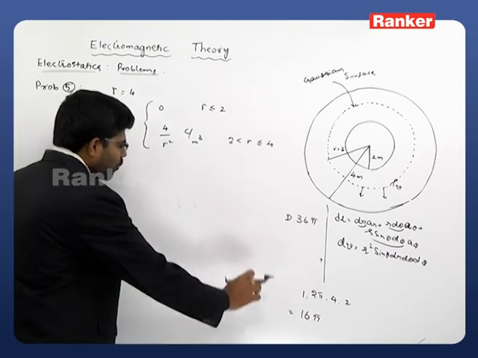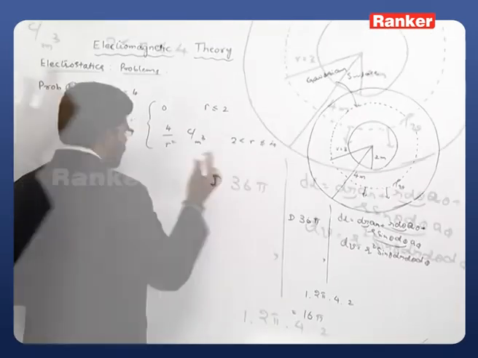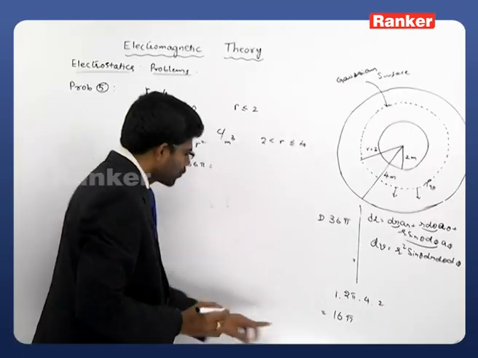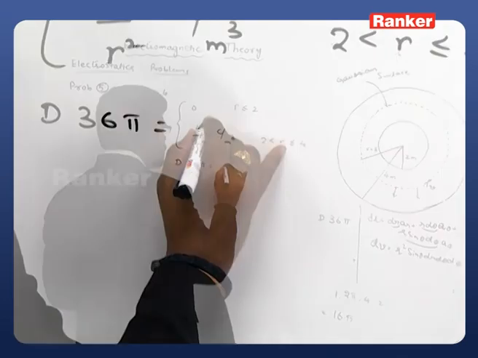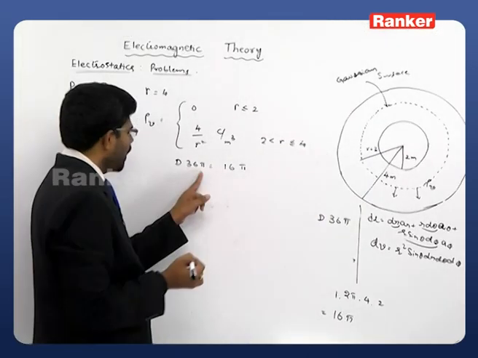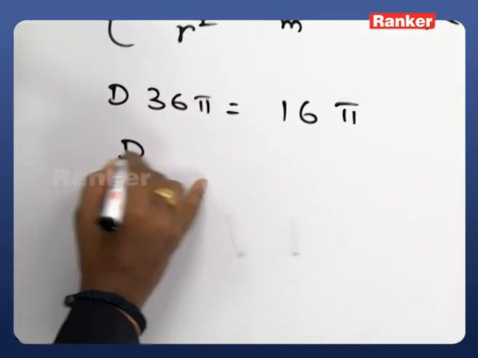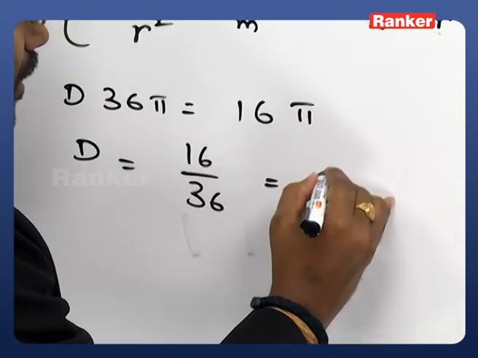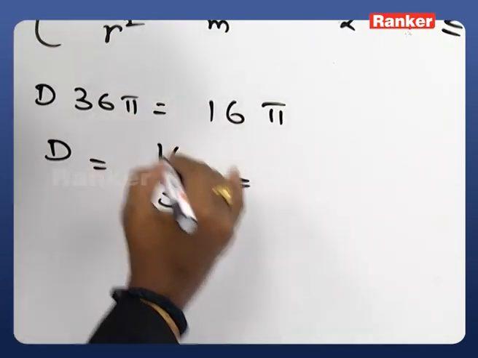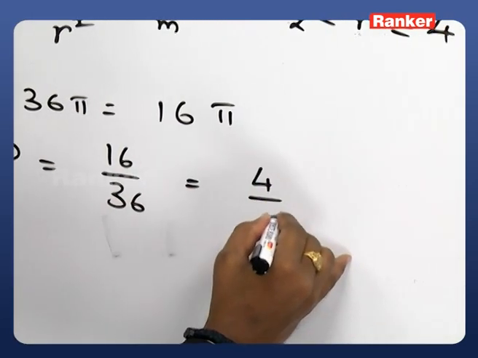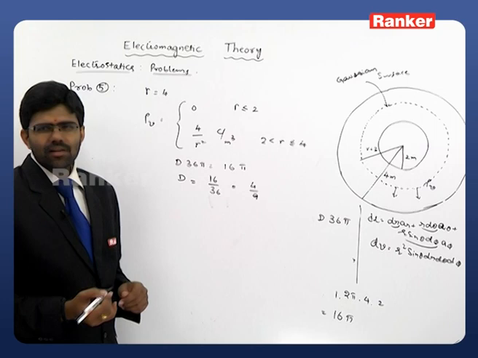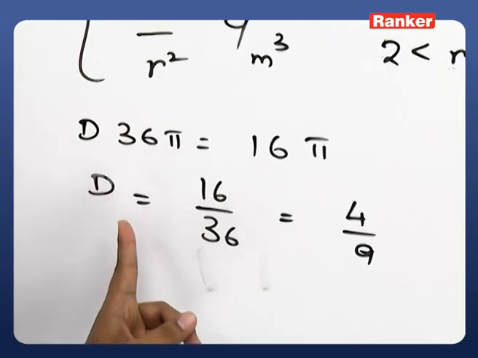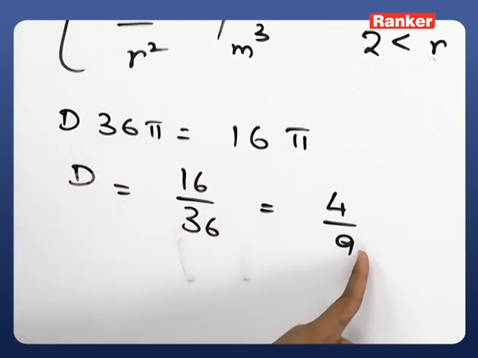So if you make them equal, the total flux leaving, D into 36 pi, is equal to the total charge enclosed, which is 16 pi. Pi will be cancelled, therefore D is equal to 16 by 36, which is nothing but 8 by 18, that is 4 by 9. But clearly remember, this D is not a scalar quantity, it is clearly a vector quantity. We are supposed to represent its direction also.